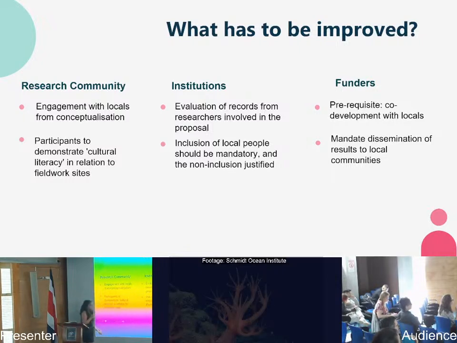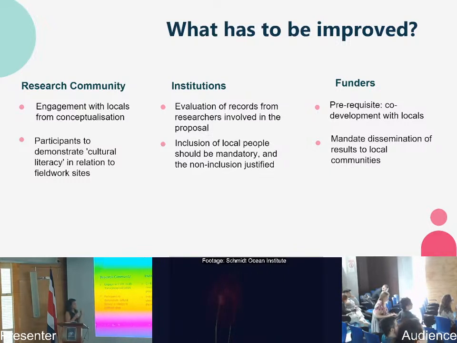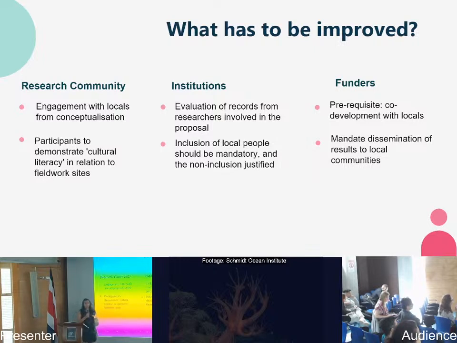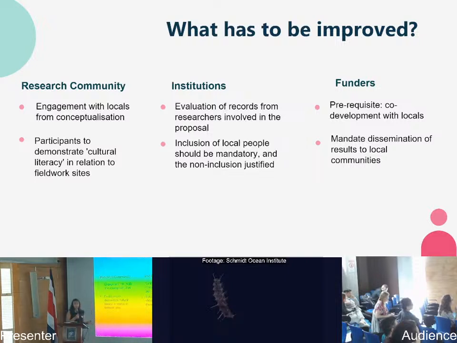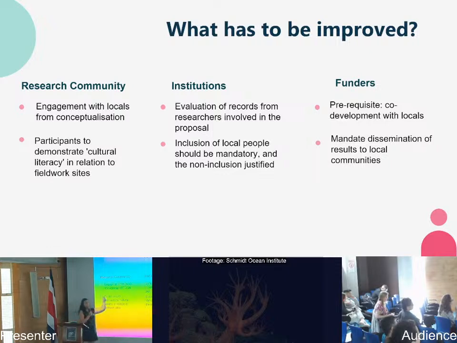In terms of institutions, we argue that it's super important that there is a mechanism to trace back the records of researchers involved in the proposal. So do they have any records of harassment or bad conduct or even sexual harassment? This should be a specific point to be observed by the different institutions. That's what we are arguing.